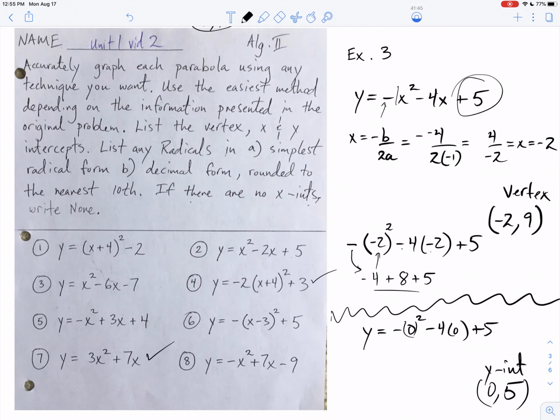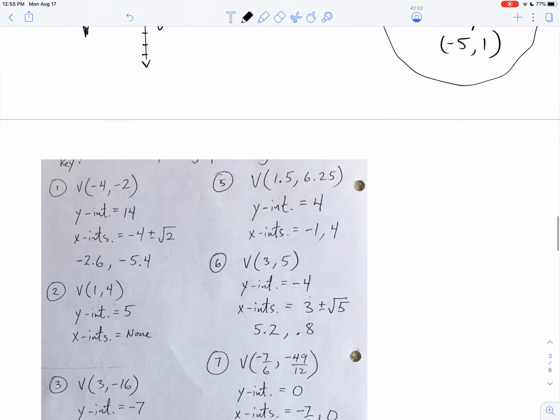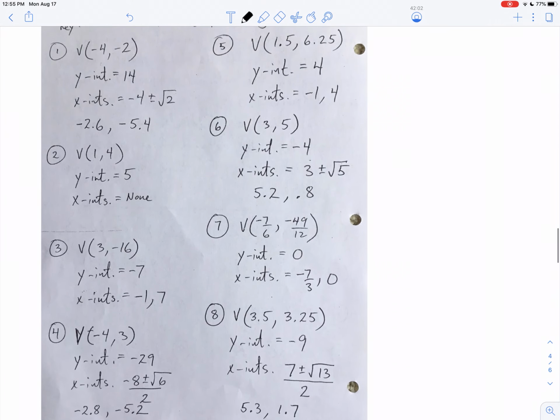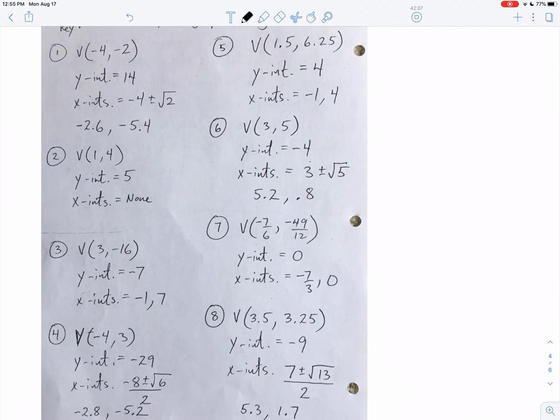Oh, here's the only thing I did not mention yet. If there are no x-intercepts, write none. One of these will not cross the x-axis, and you will only have 2 points to connect, a vertex and a y-intercept. I leave it to you to figure out which one it is, but if you're curious, you can look at the answer key and find out which one has no x-intercepts pretty quick.